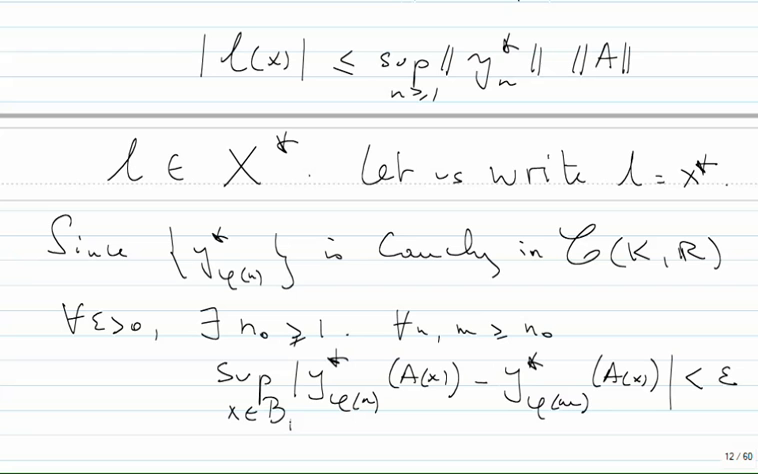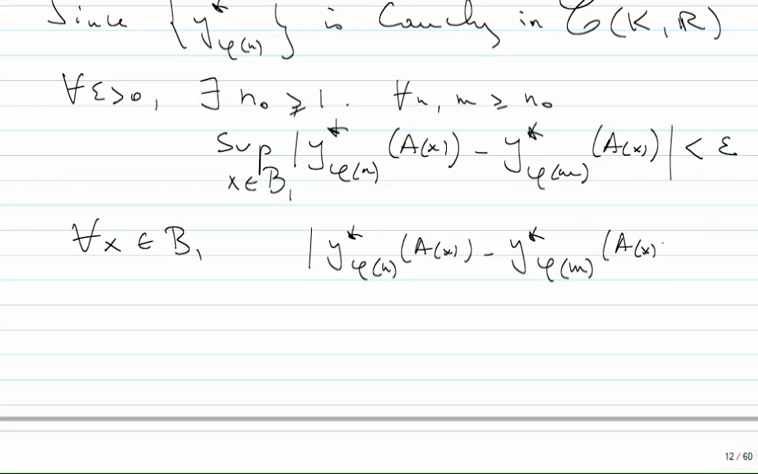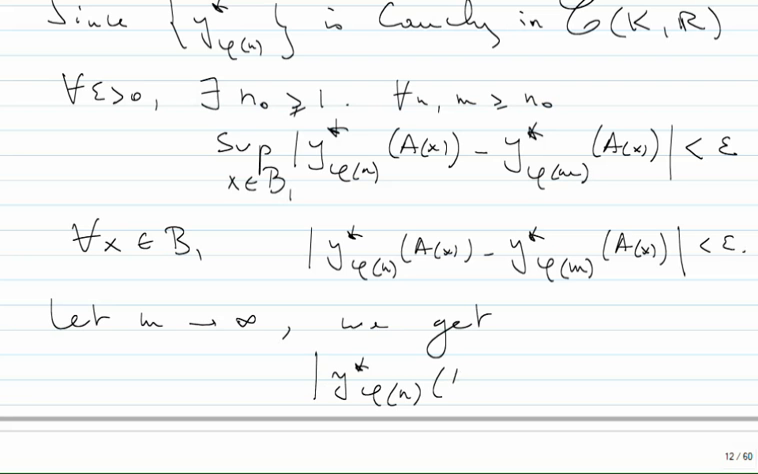So remember, K is the closure of A of x, so the sup norm, that's exactly what it leads to. So in particular, this tells us that for every x in B1, we have y star phi of n, A of x, minus y star phi of m, A of x, less than epsilon. So if we let m go to infinity, we get that y star phi of n, A of x, minus x star of x, is less than epsilon.